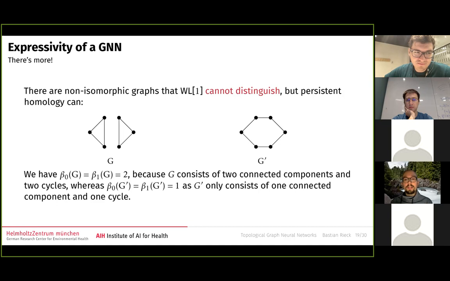So it doesn't really know whether it's in the left graph with two cycles or in the right graph with a single cycle. But persistent homology, or rather topological algorithms, can tell these graphs apart pretty quickly because they can just count the number of connected components, which is two on the left-hand side and one on the right-hand side. Or they can count the number of cycles, which is also two on the left-hand side and one on the right-hand side. So however you twist and turn it, topology-based algorithms are easily capable of telling those graphs apart. Together with the preceding theorem, this means that we end up in a regime that is more expressive than the WL1 scheme.